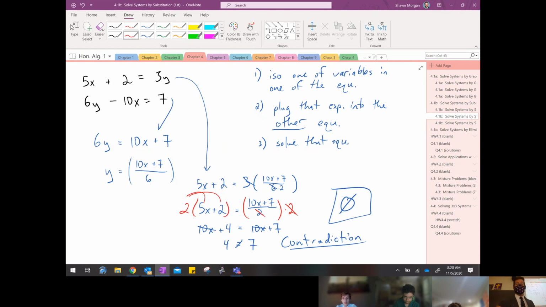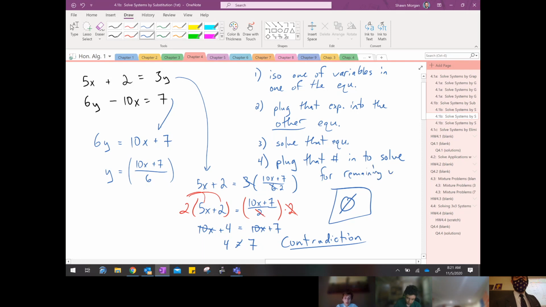Let's look at another example. We're going to use these same steps. Let's say when you were solving this equation, you actually got x equals something. The 4th and final step there is to plug that number in to solve for the remaining variable. In other words, let's say I just found, I'm going to make something up, x equals 7. I'm going to take that, and I'm going to come over here, and I'm going to plug 7 in for x to see what y equals.